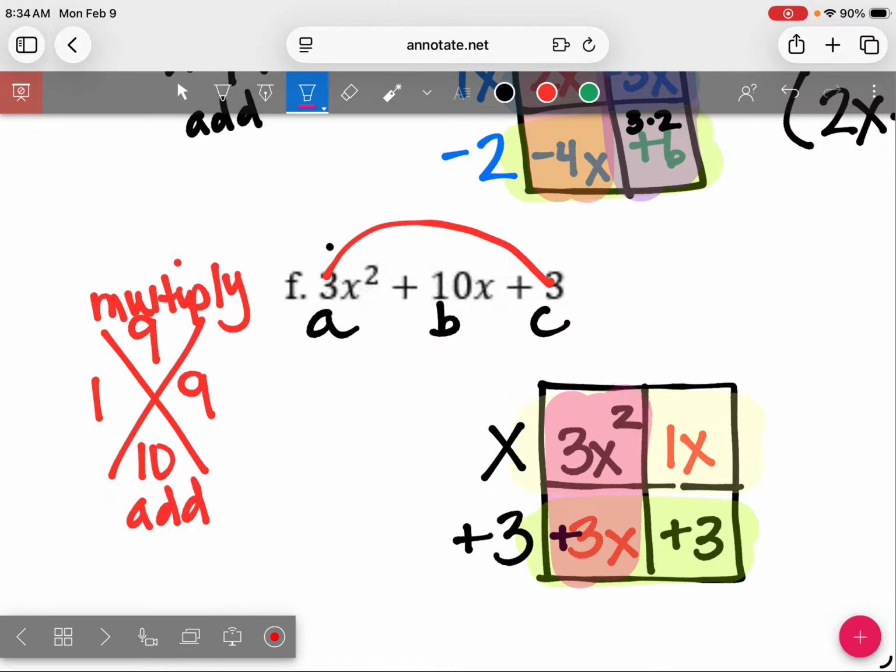Okay, last two. When we look at these two, see how they both have a 3? So that means I could take out a 3 again, but I can also take out an x.